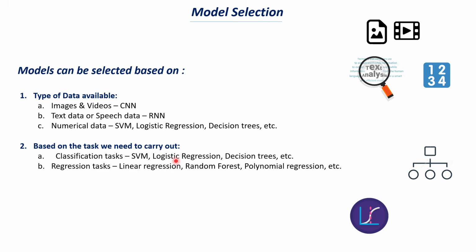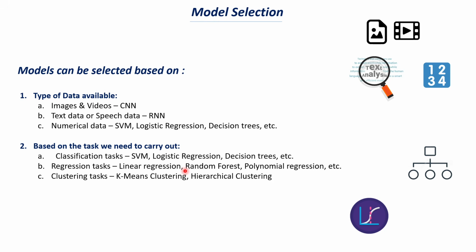For the regression task, we have models like linear regression, random forest regressor, and support vector machine regressor. In general, random forest regressor gives better results because it is an ensemble model and is widely used. We also have polynomial regressor, and apart from this, you have KNN classifier and KNN regressor as well.